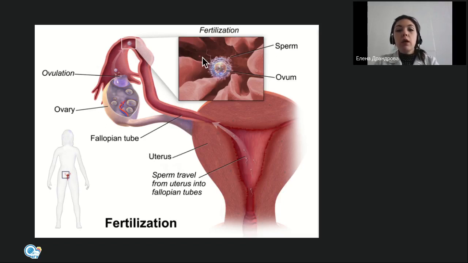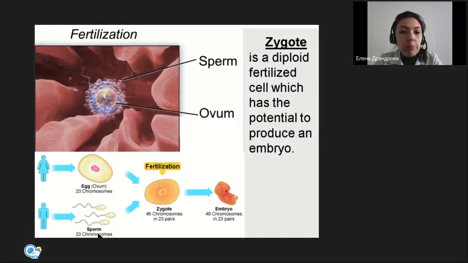What is it? The sperm cell dissolves the membrane of the ovum, and it injects its chromosomes, its genetic material, into the ovum, and the genetic material of the ovum joins the genetic material of the sperm cell, and thus a new organism is formed. So the result of the fertilization is the formation of a zygote. A zygote is a diploid fertilized cell which has the potential to produce an embryo.